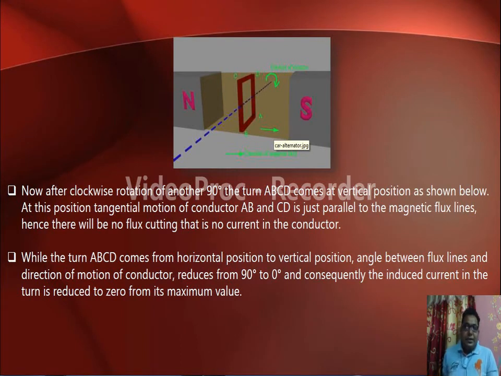And in the next case, we can see that again this arm is rotated 90 degrees. When it is rotated 90 degrees, again there will be minimum flux cutting, as in the first location case. Now the AB location is below and the CD location is above, and it is rotated about the axis small AB, correct? In the clockwise direction it is rotating.